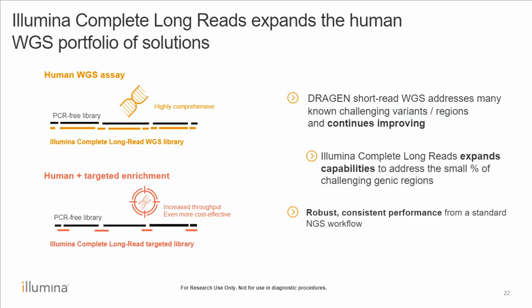Our short-read whole genome sequencing with DRAGEN addresses many challenging variants, and Illumina Complete Long-Read Prep expands that further to the small percentage of challenging genic regions. Currently, we have our whole genome product that supplements short-read whole genome for uncovering challenging variants. We will also have our targeted panel to access known challenging regions.